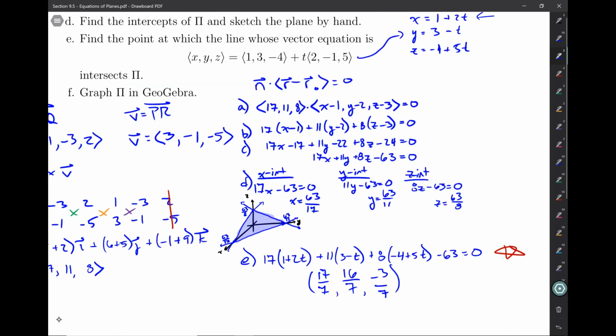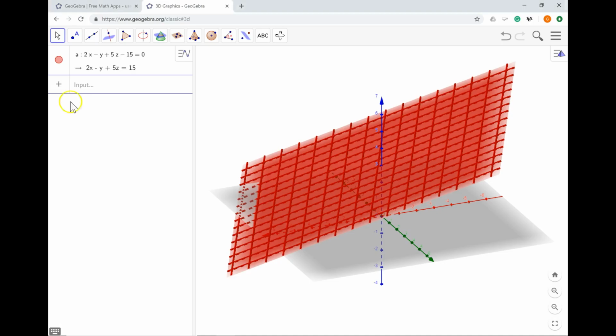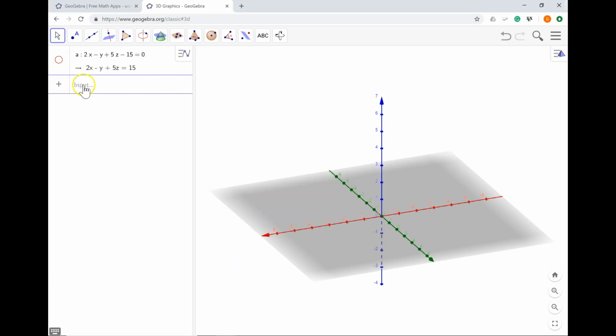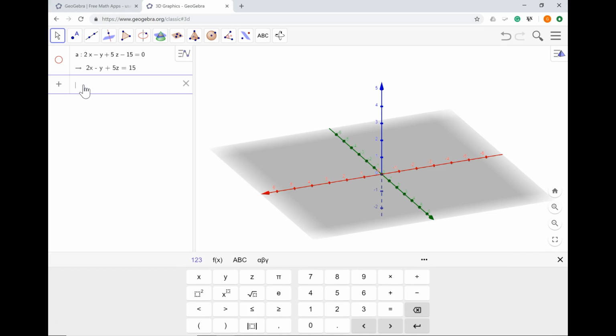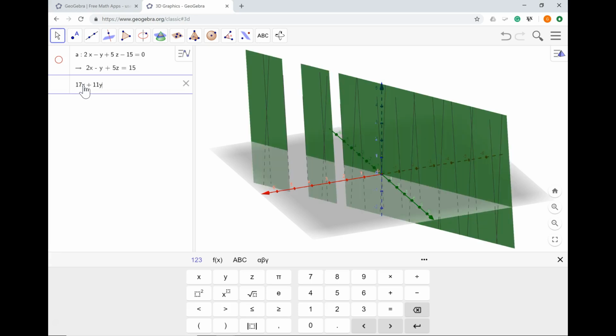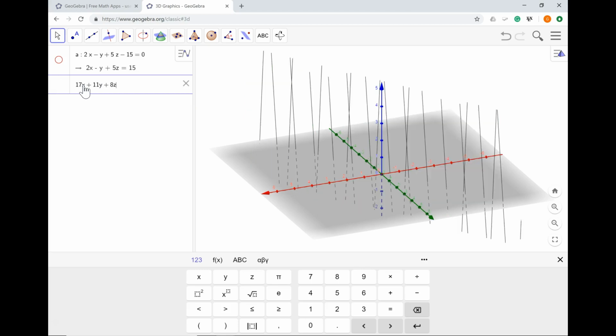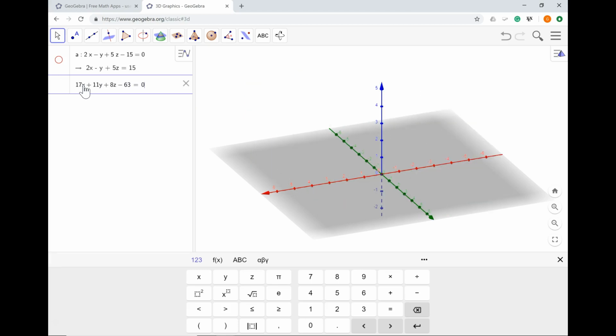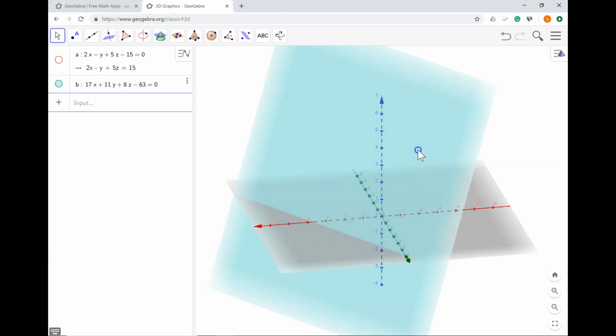All that's left to do is to actually graph this plane in GeoGebra. So let's take a few moments and bounce over to GeoGebra. Here we have this plane all set up, but let's go ahead and take that one out. And we are looking at the particular plane, 17x plus 11y plus 8z minus 63 is equal to 0. Here's our plane.